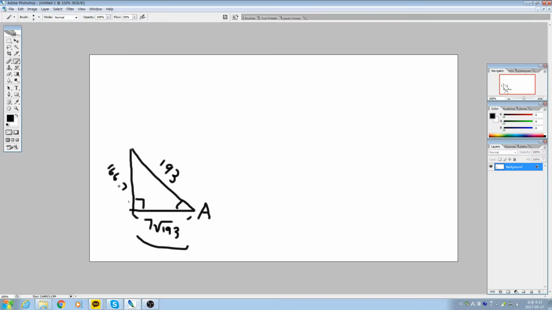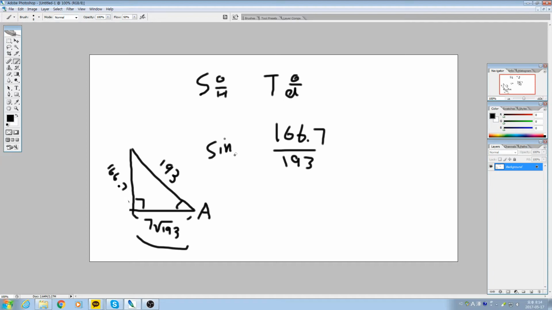Now we need to find the two other ratios: the sine, which is opposite over hypotenuse, and the tangent, which is opposite over adjacent. Now let's see. Angle A, opposite is 166.7 over, what is it? Hypotenuse, which is 193. So your sine A will equal 166.7 over 193.